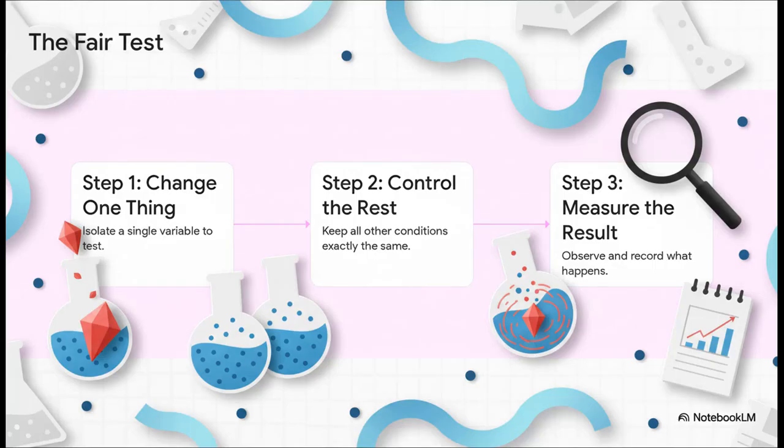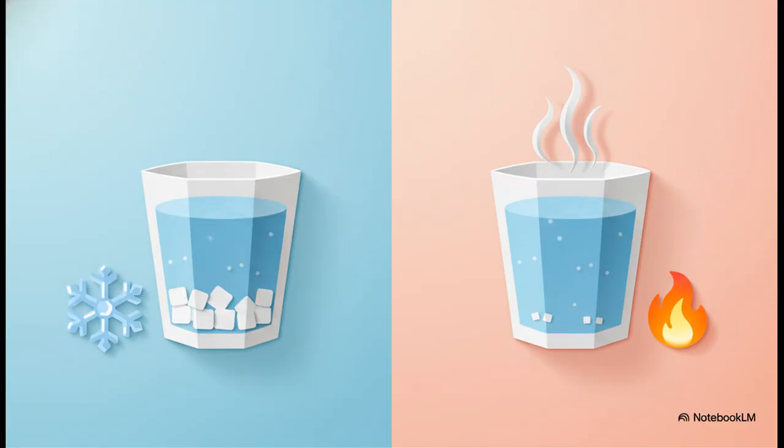So, the key to any good experiment is something called a fair test, and it's all about isolating your suspect. The rules are super simple. First, you only change one thing at a time. That's it, just one. Second, you keep everything else exactly the same. And third, you just watch closely and see what happens. That is how you know for sure that any change you see was caused only by that one thing you tweaked.